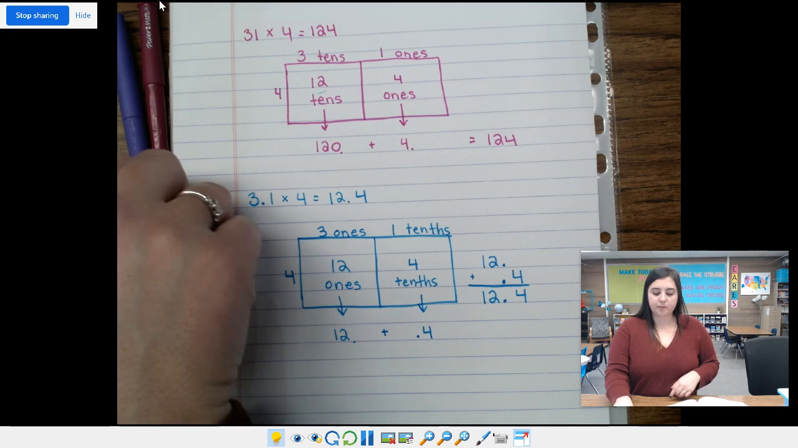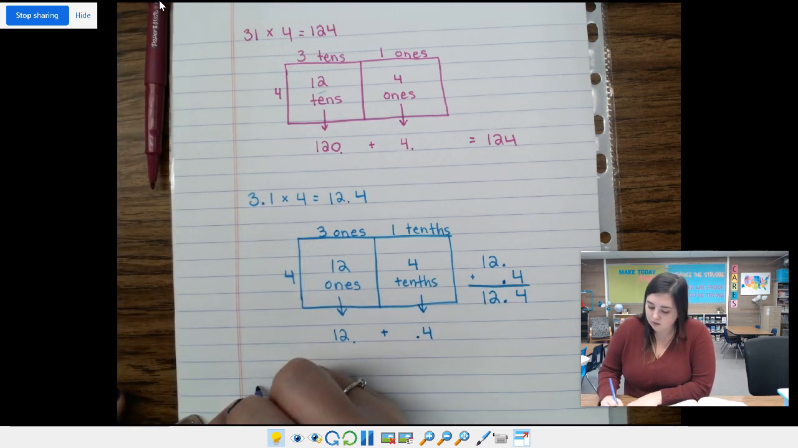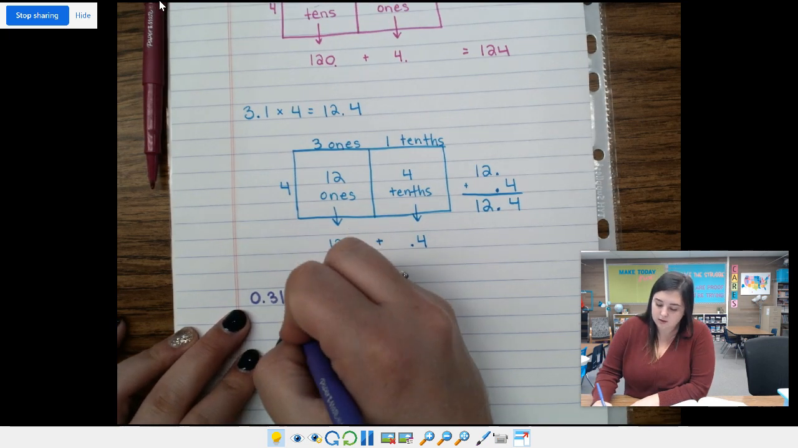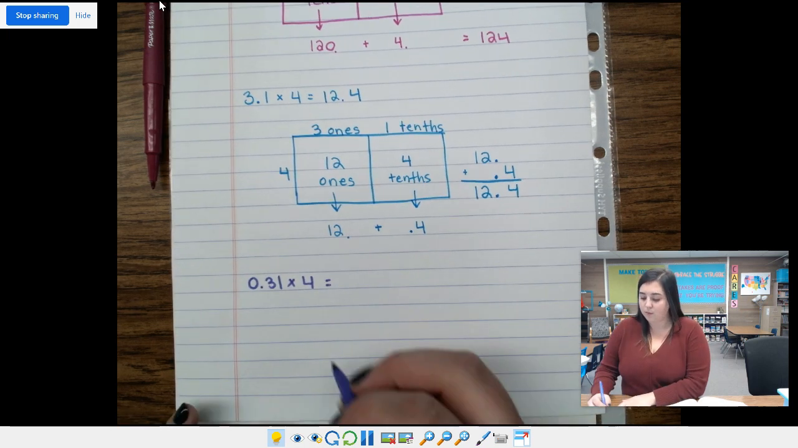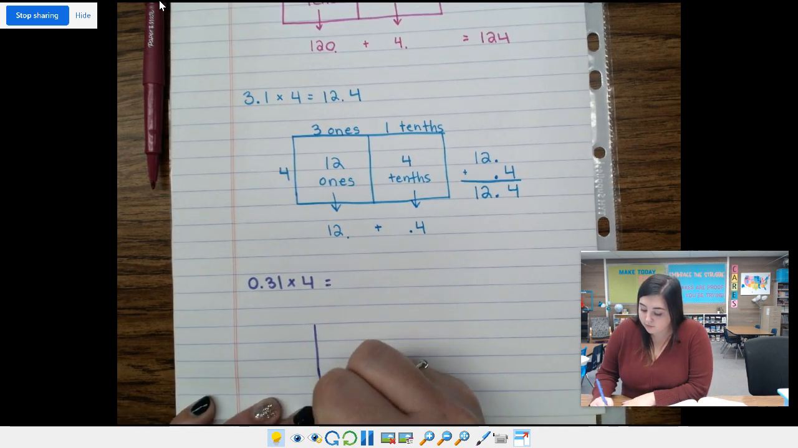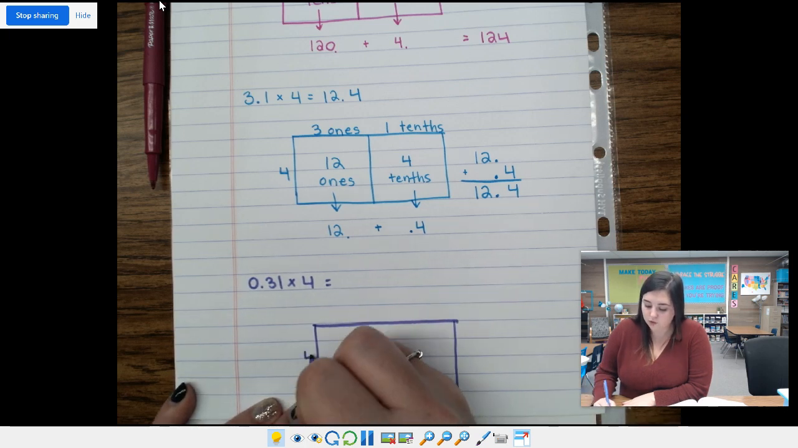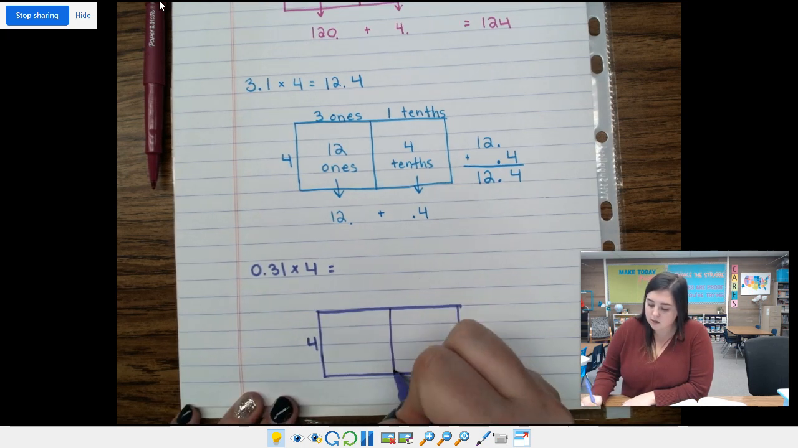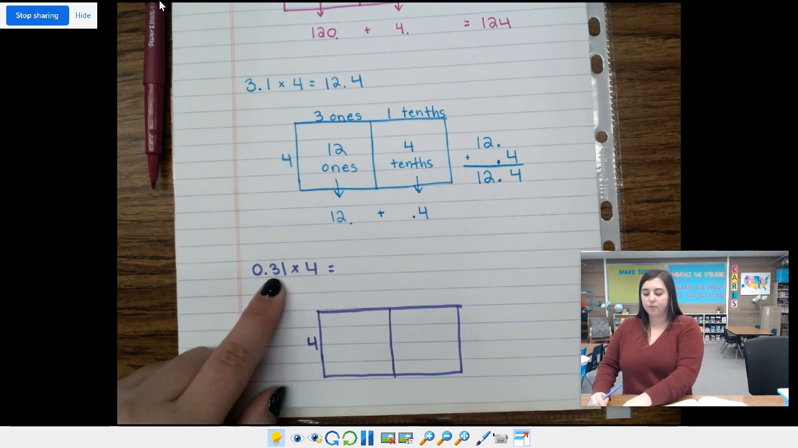Let's do one more. This time I'm going to have 0.31. Let's multiply by 4 again. Same way of solving, I mean. I'm going to draw my area model, and because 4 only has one digit, it's going to go on the short side, and my 31 hundredths I'll put on the longer side because I have to break it up into 2 spots since there are 2 digits.